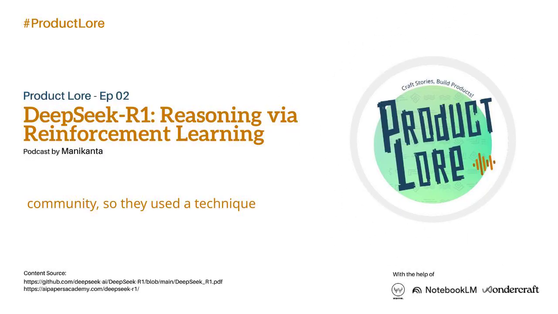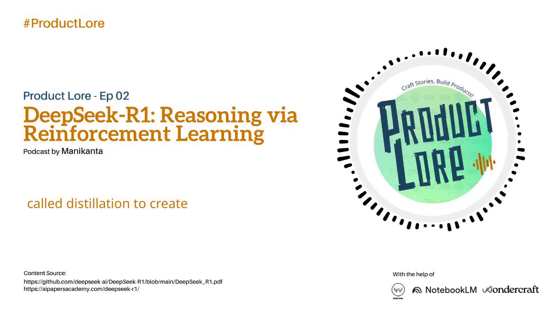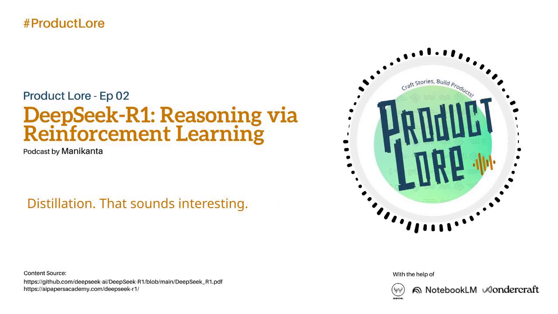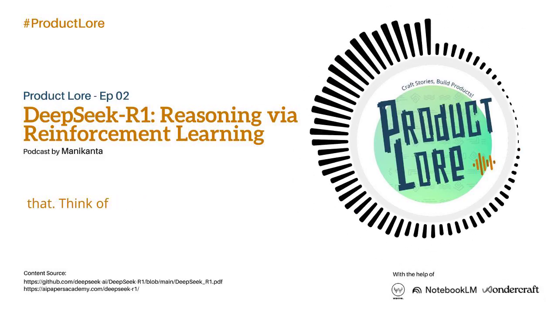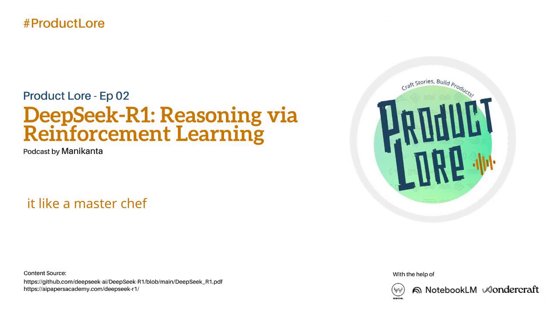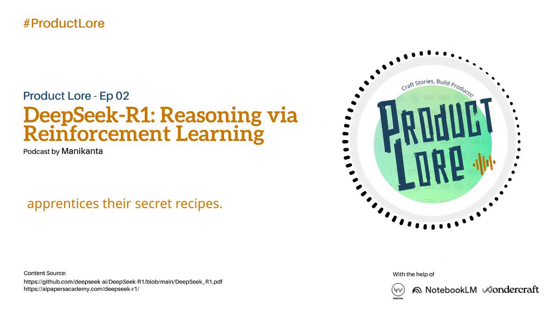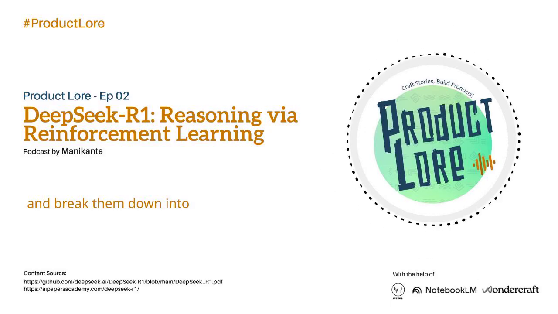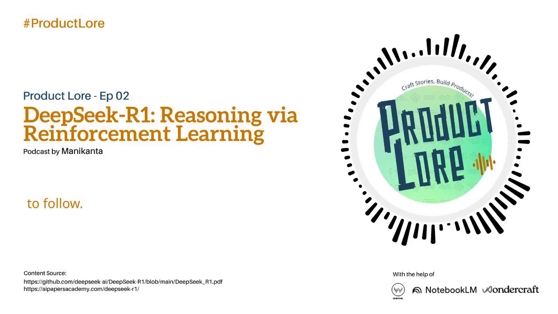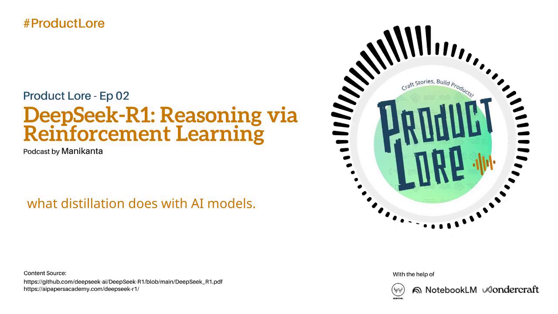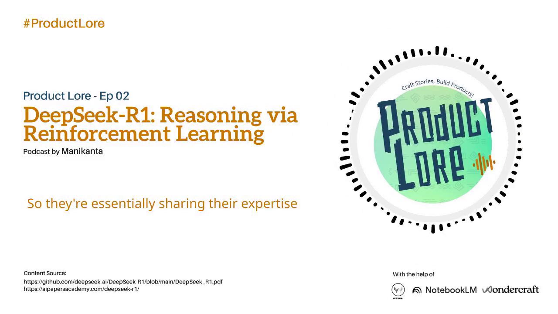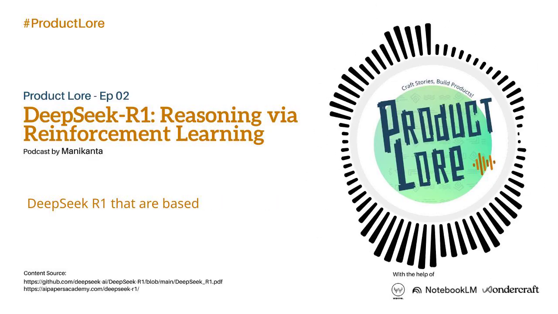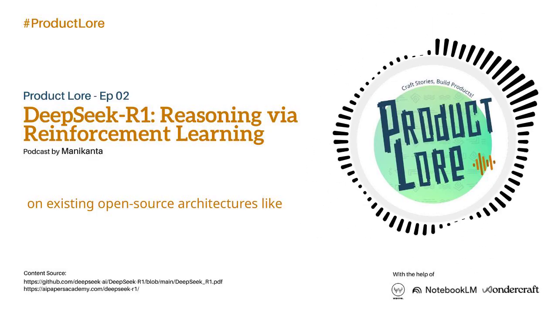Absolutely. And the DeepSeek team didn't stop there. They wanted to share their findings with the wider AI community. So they used a technique called distillation to create smaller, more accessible models based on their work. Distillation. That sounds interesting. Tell me more about that. Think of it like a master chef teaching their apprentices their secret recipes. Okay. They take their complex knowledge and skills and break them down into simple steps that are easier to follow. Interesting. That's kind of what distillation does with AI models. So they're essentially sharing their expertise with the world.